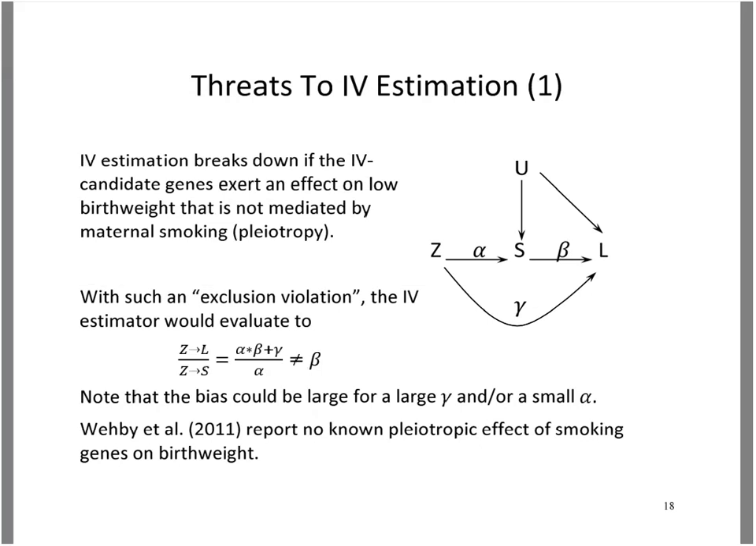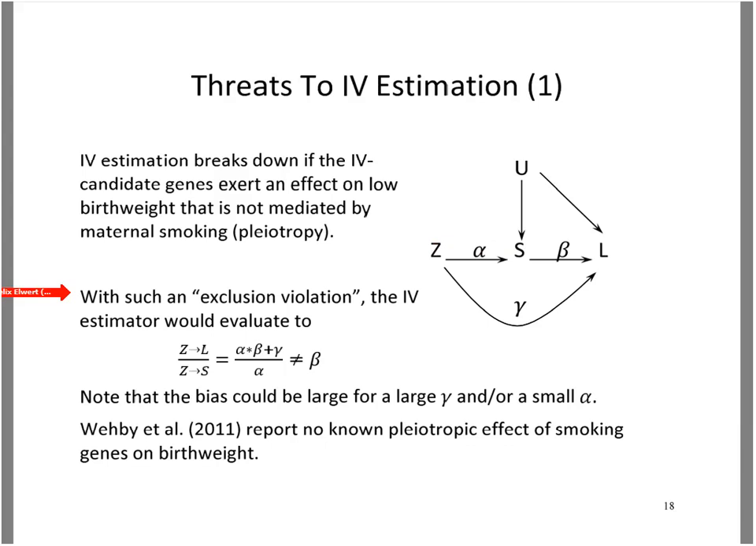Perhaps the genes affect smoking, but they might also affect all sorts of other things which could lead to low birth weight. If that were the case, then we would have what's known as an exclusion violation, a violation of the assumption that Z affects L exclusively via S.